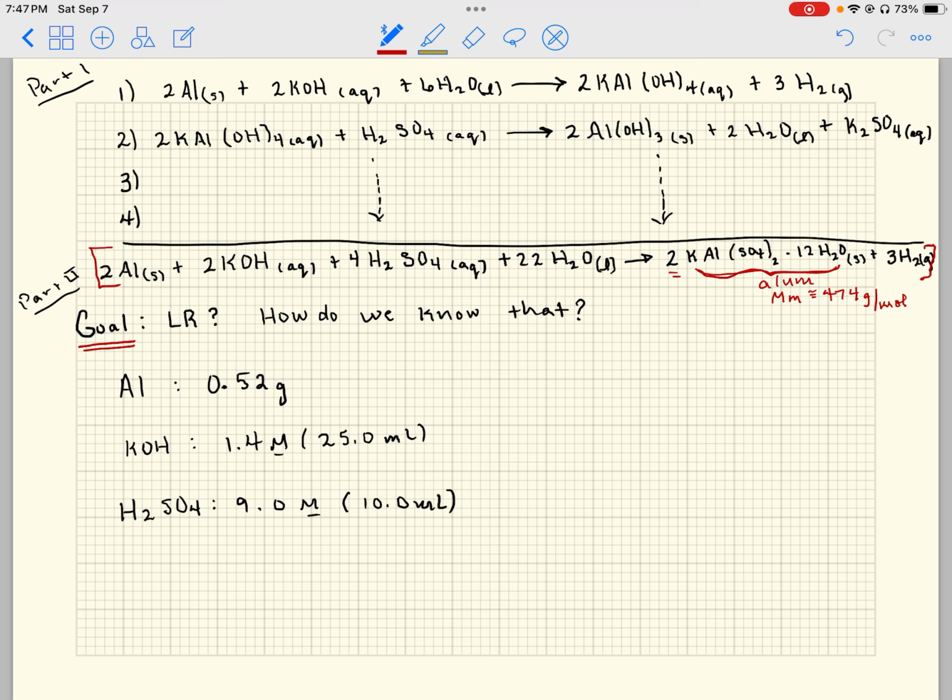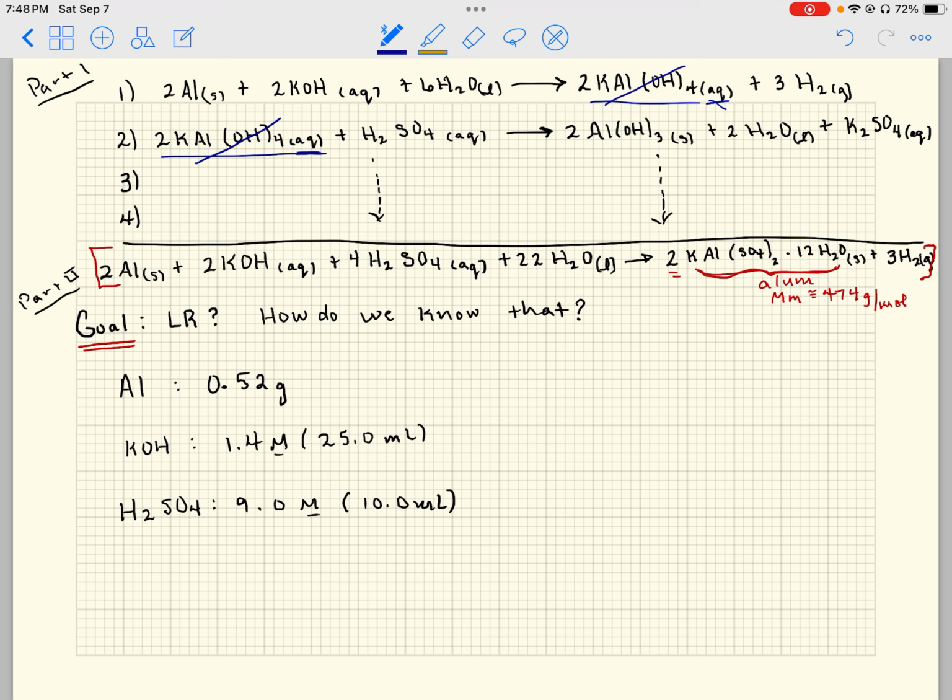Now, to get to that balanced equation, you're going to write down all 4 reactions, 2 of which I've written, and you're going to cancel anything that's on both sides. So I'm going to do that in blue. You'll notice here that I have 2 potassium aluminum hydroxide on the right-hand side as a product. I also have it as a reactant on this side. Notice that it has the same formula and the same phase, and therefore I can cancel it on both sides.